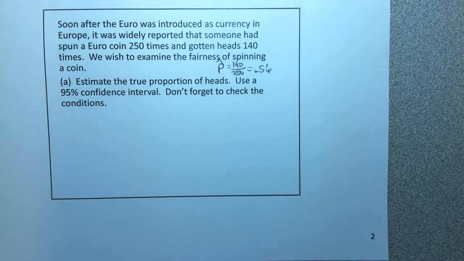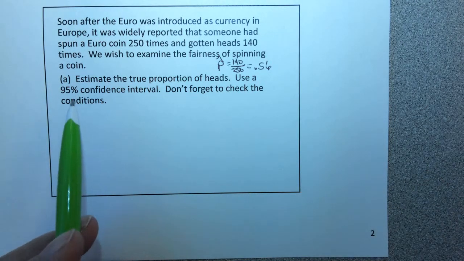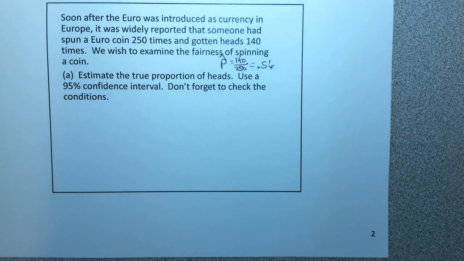But 56%, because it's bigger than 50, could also indicate that maybe it's not fair. Maybe heads lands up more often than tails. So we're examining the fairness. To do so, instead of running a test this time, we're going to estimate the true proportion of heads using a 95% confidence interval. What do we do first?